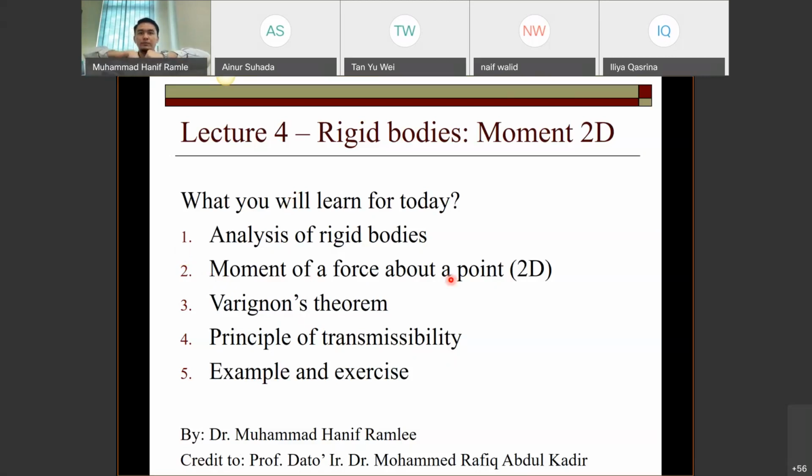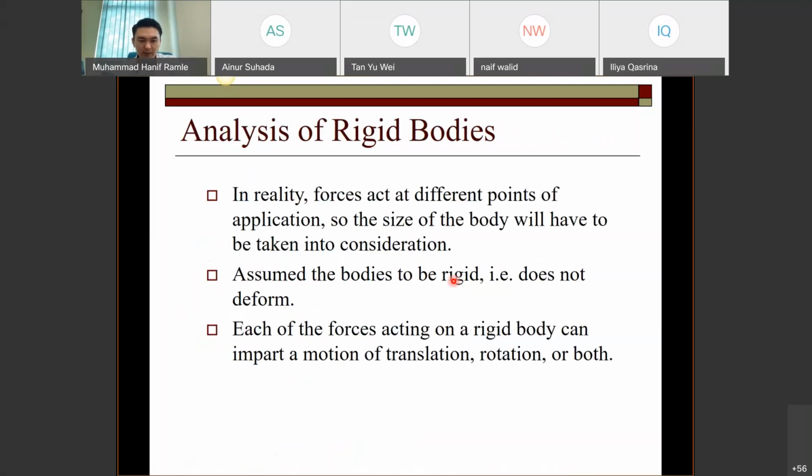Let's say you are moving a rigid body like this. You will calculate how much moment there is about a point. The next one is Varignon's theorem, and you will learn what Varignon's theorem is. Number 4 is the principle of transmissibility, and the last is the example and exercise. So this is the analysis of rigid body.